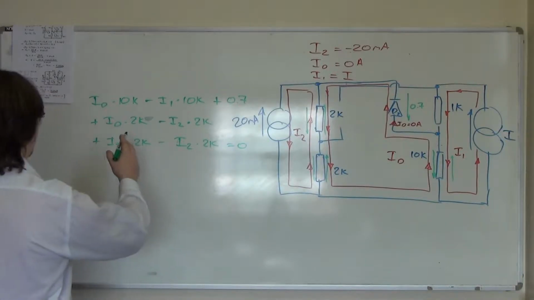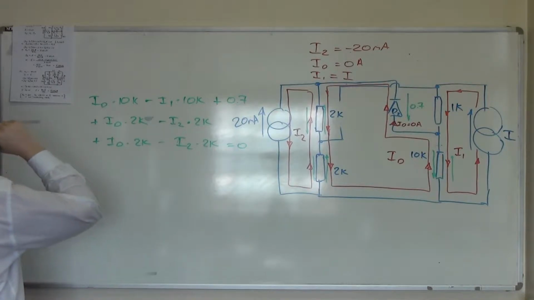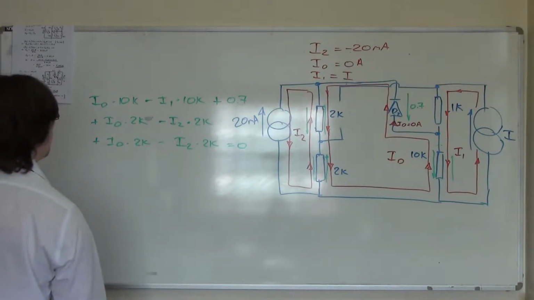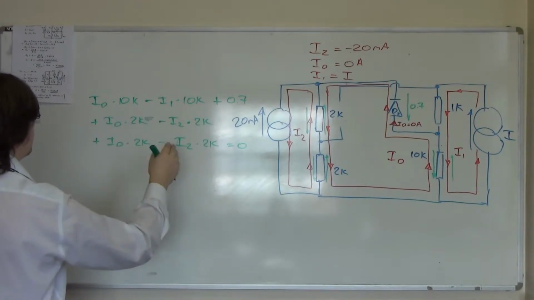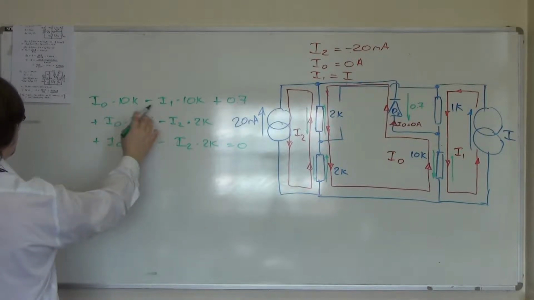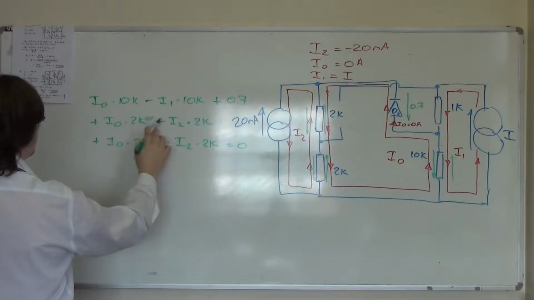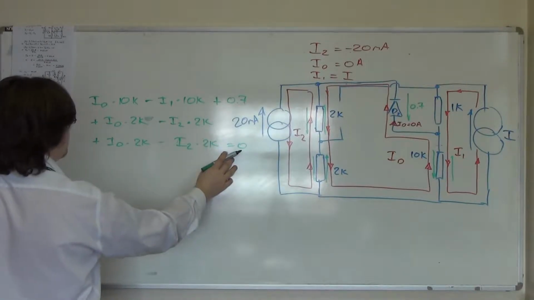So we can squash this down by factoring it into what the resistors are, because we've got 10K and 2K and lots of currents. As a matter of fact, all of these are voltages, because we've got amps times ohms, which gives volts. 0 volts around the whole loop.